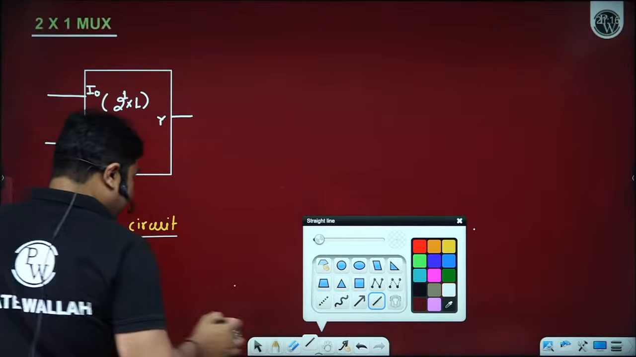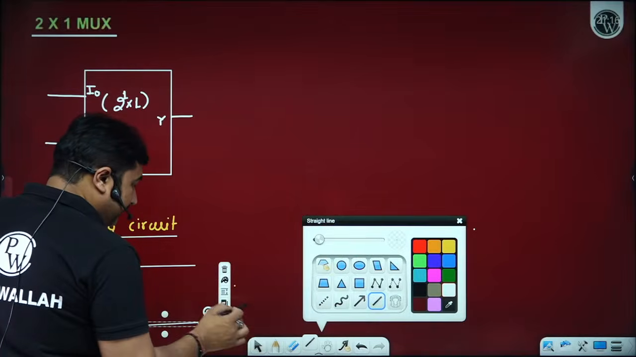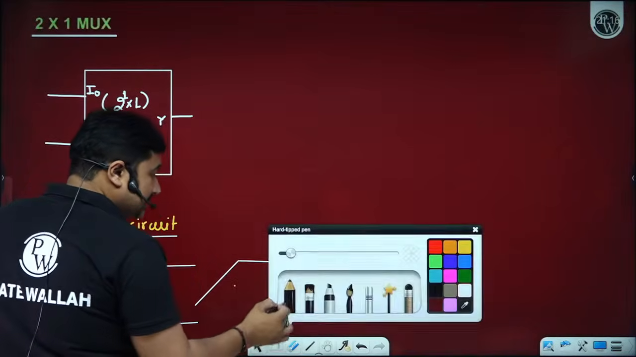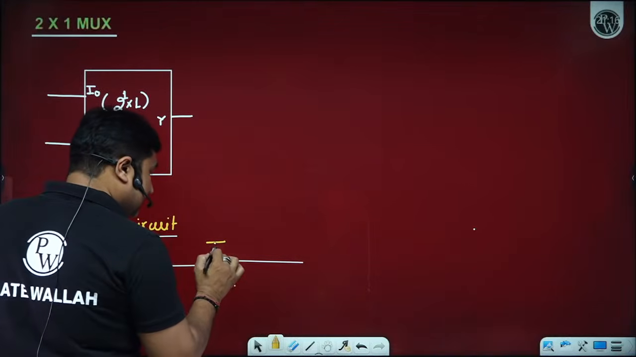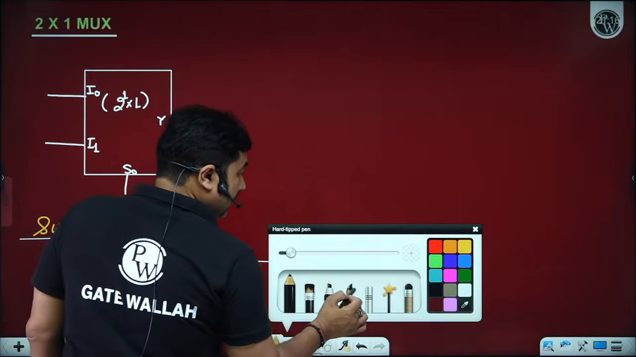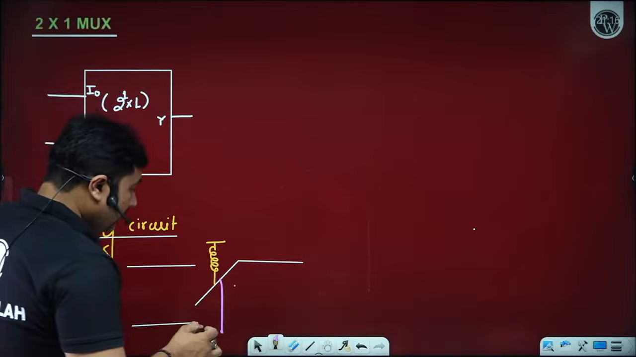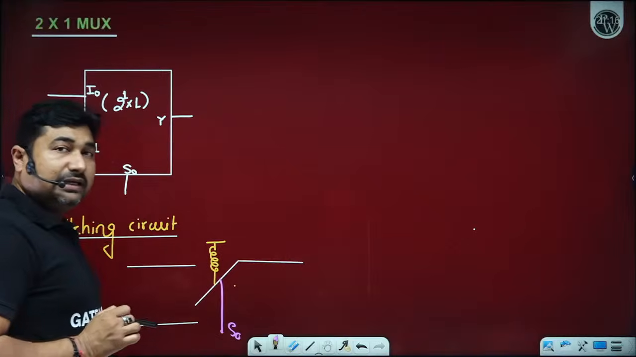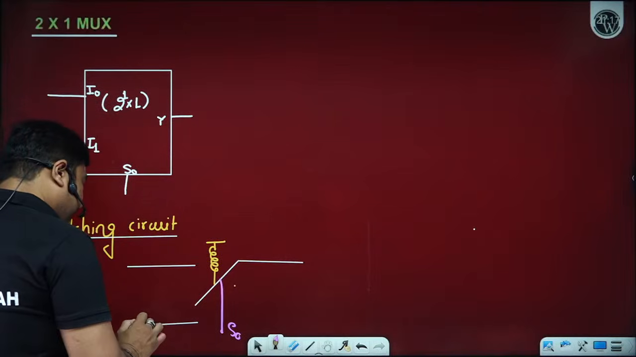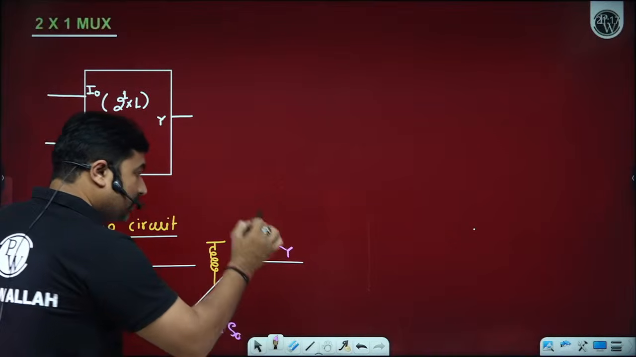Now please observe here. We have 2 input lines and 1 select line. You can assume that this select line is connected with a spring, and there is a string connected with this switch. Whenever I say that this switch is logic level 1, it means I am applying a force onto this string. So definitely whatever information is connected to the I1 pin is going to be transferred to the output Y.